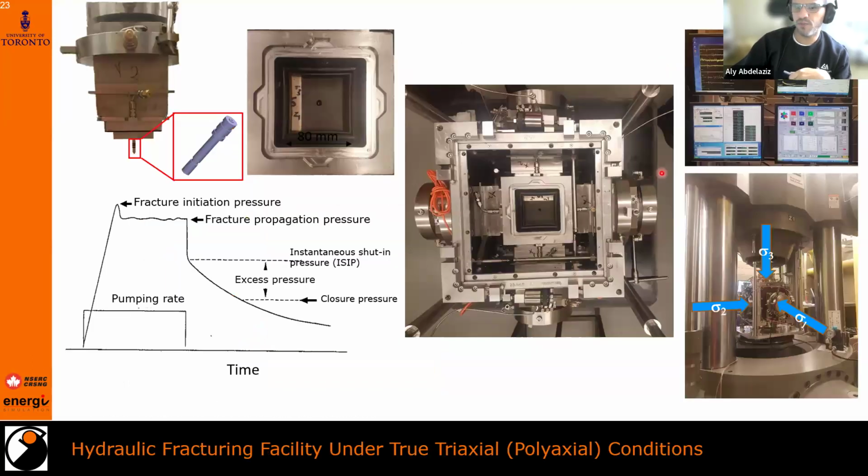Now, what we are expecting to see is something like this, which is the textbook explanation of what a hydraulic fracture looks like. You have an initiation pressure or fracture initiation pressure, propagation pressure, ISIP, and a closure pressure towards the end. Again, based on the configuration that we have here, sigma 2 is this way, sigma 3 is here, so we're injecting this way.